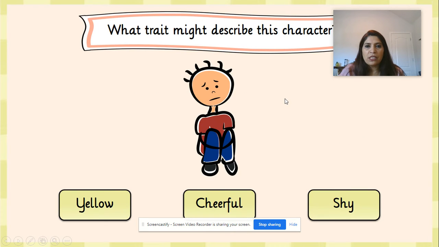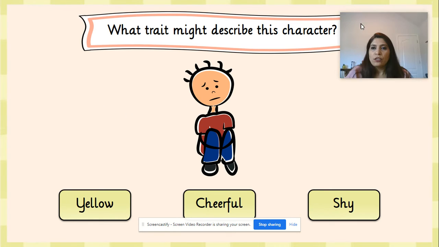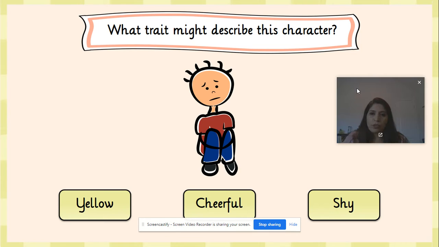So if you can keep these things in your mind, then you should be able to recognize the story pretty well and understand the story pretty well. Because guess what good readers do? Good readers always make the connection. So let's look at this example. What trait might describe this character?